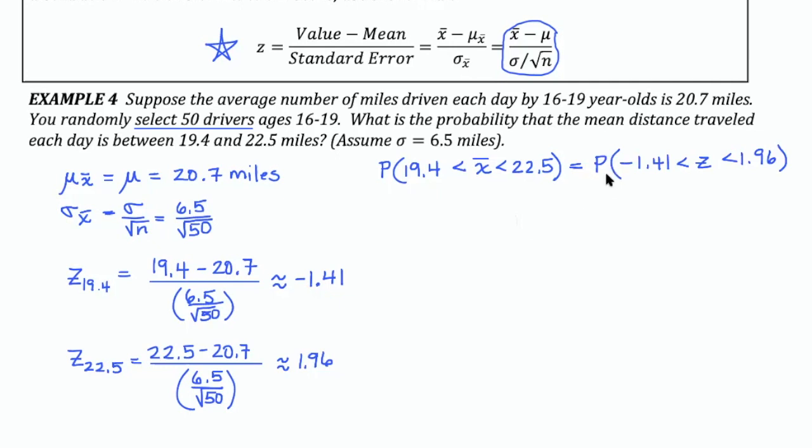If you want the probability between two z-scores, you're going to subtract their probabilities. So in other words, I'm going to find the probability of being a z-score less than 1.96. I'm going with the bigger one first because that's going to have the higher probability, minus the probability of my z-score being less than negative 1.41. And again, I'm using less than symbols here because that's what the standard normal table uses.